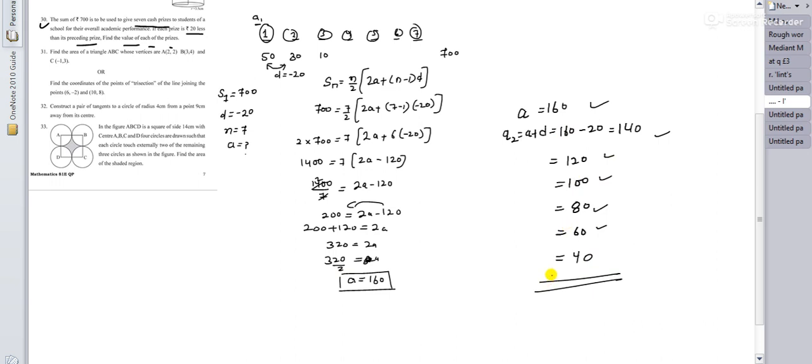So this is the answer. If you add them, the total sum will be equal to 700. You can check it. Okay, so I hope it's clear.